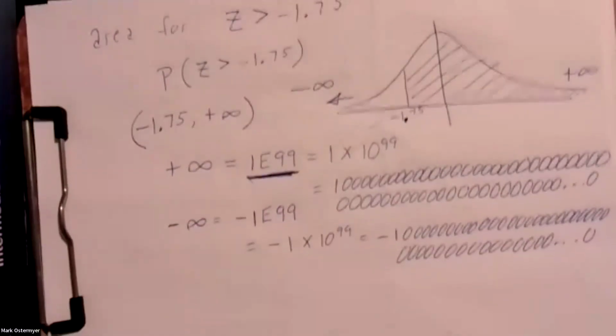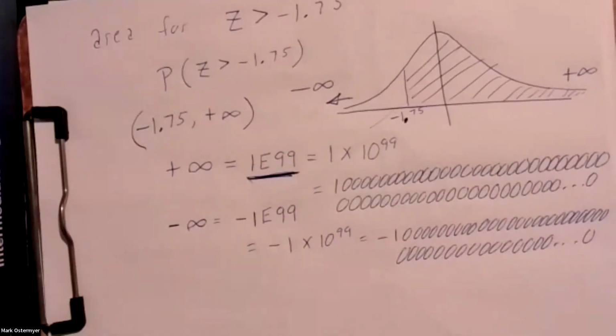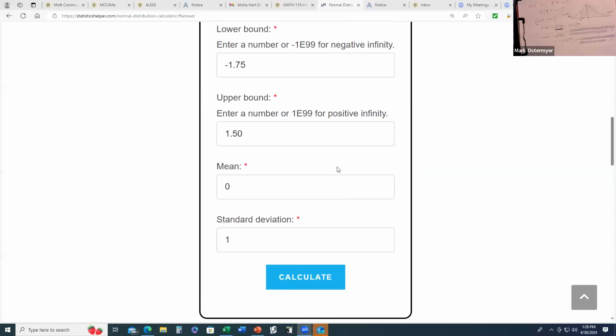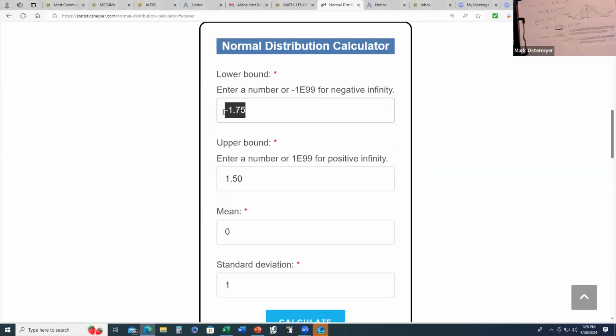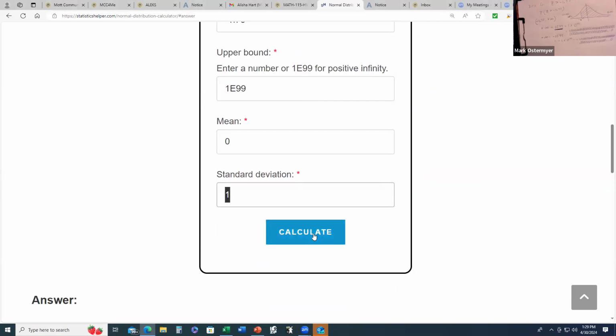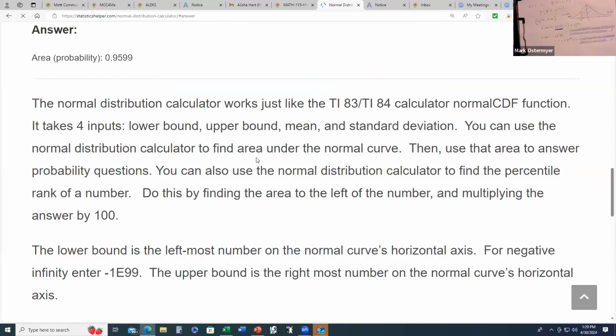Let's take this to our calculator. All right, what's the lower endpoint? Negative 1.75. We're good there. We don't have to change that. Upper endpoint has got to be positive infinity. Hey, if you forget, they remind you here. See the reminders here? Isn't that nice to have that little reminder in case you forget? So positive infinity is to be simulated as 1 uppercase E99. The mean and standard deviation are still 0 and 1 respectively, being the standard normal distribution. Go to calculate. Boom. There's your area.